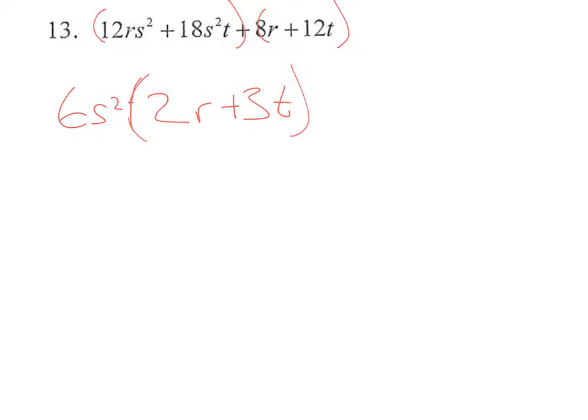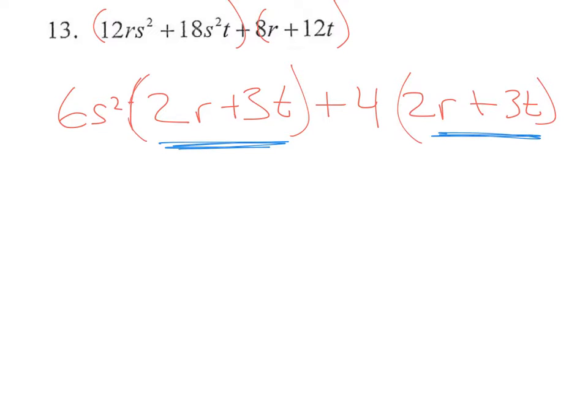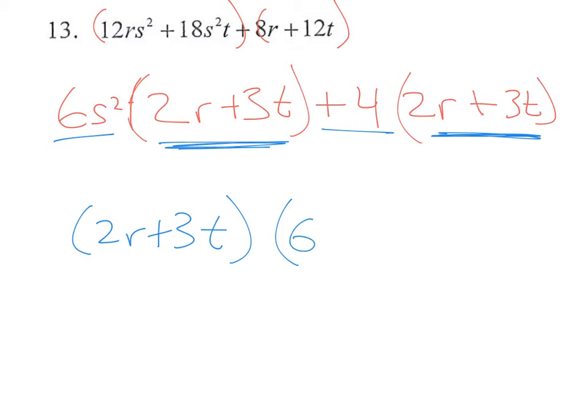Group the second 2 together, and we get 8 and 12. I can factor out a 4, and then there's nothing left for the r and t, so I can't do anything there. 4 times 2r would give me 8r, plus 4 times 3t would give me 12t. And once again, this parentheses is the same as that one, so I can write that in front, 2r plus 3t times what's left over, 6s squared plus 4.